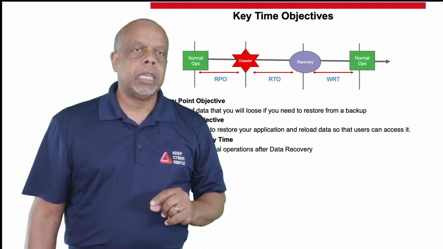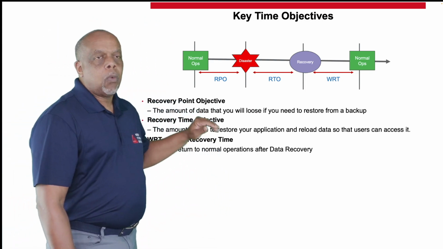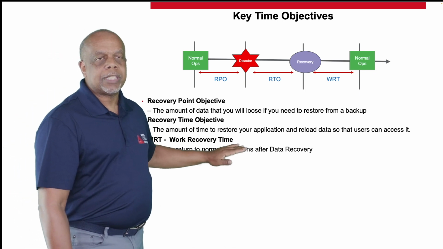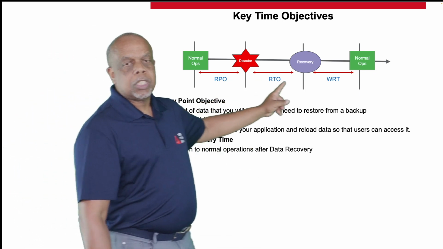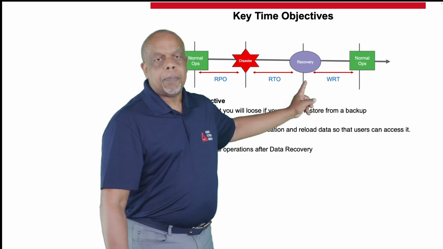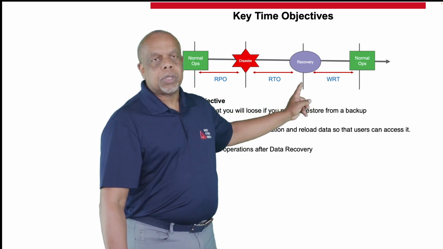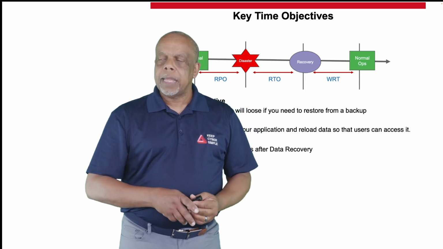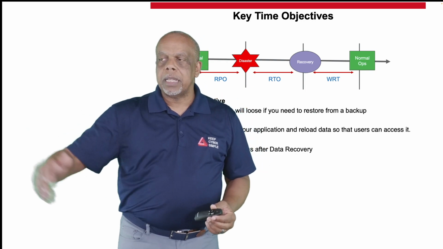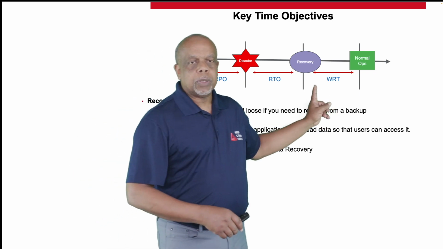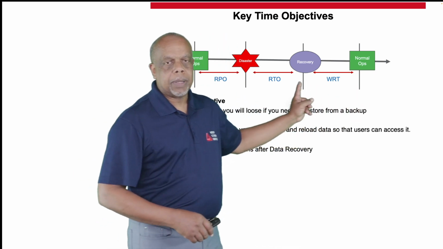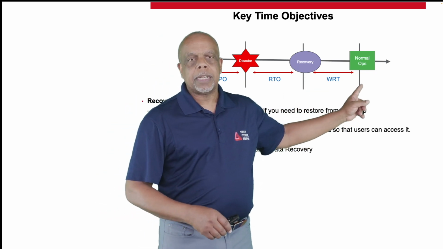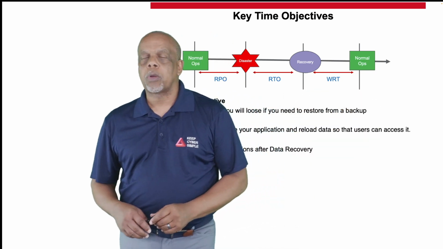Now, another key one is what we call WRT, work recovery time. That's the time it takes to return to normal operations after your data recovery. See, because once you hit this point, many times you're still not up 100%. Now I've got data up and we can use it, and we're starting to do things, but get that production line running to where now we are cranking things out at the end of that production line. That's another part of that critical timeline. So I'm up and running, but are my doors open and am I running at 100%? That's your work recovery time.